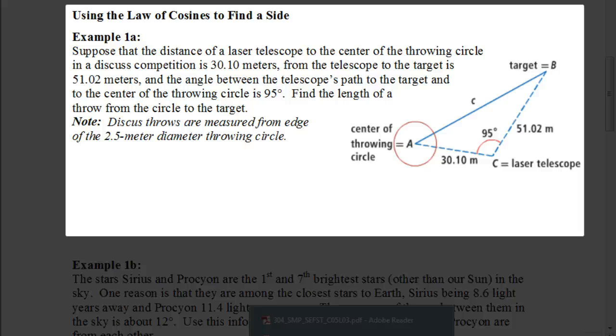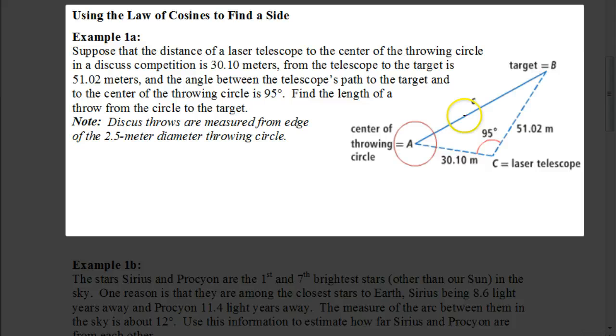Now here's something important to also note about a discus competition: the distance that the discus has been thrown is measured from the edge of the throwing circle. And that throwing circle is going to have a diameter of 2.5 meters. So in the end, when we go to get our final answer, we're going to have to subtract from our total the radius of the circle. But we'll get to that in a little bit.